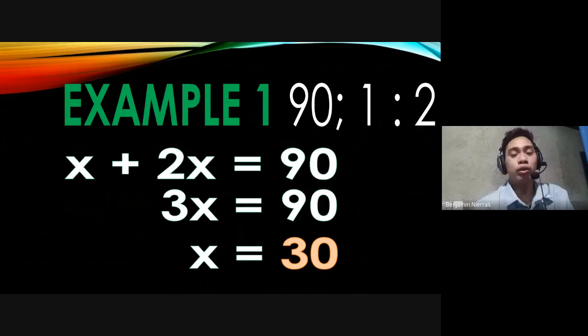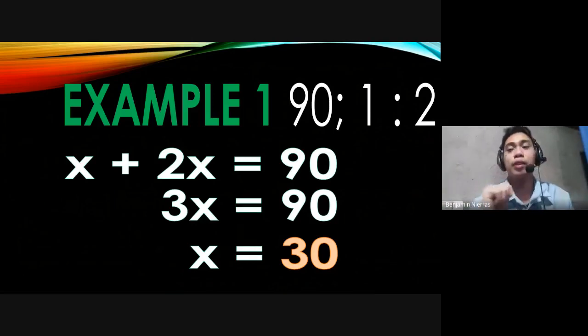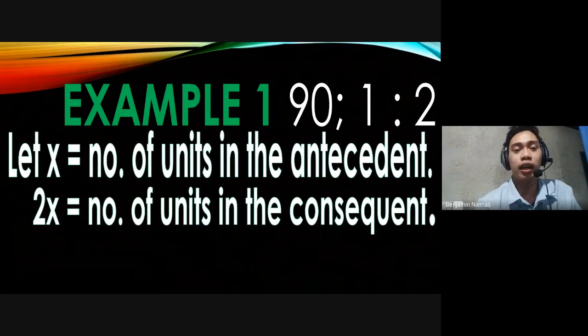X is equal to 30 if we follow the MPE, multiplication property of equality, wherein we multiply both sides by 1/3. Or in simplest form, divide both sides by 3. So 3x divided by 3 is x, and 90 divided by 3 is 30. If that is the value of our x, let's go back to our given.